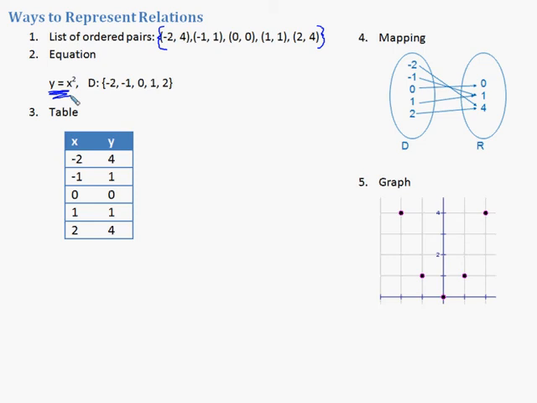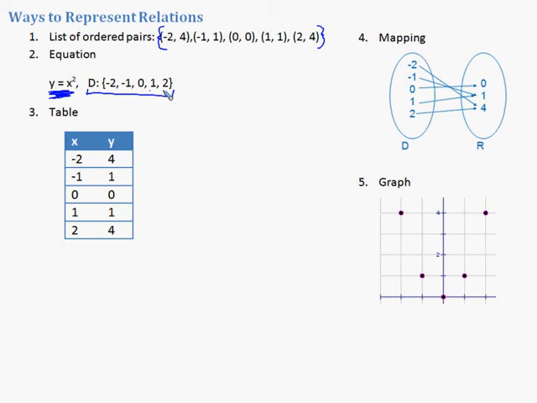And I mentioned before we could use an equation. Now, if you have an equation and the domain is listed, that relation only has those values in it. So here we see that y equals x squared, and we would only have negative 2, negative 1, 0, 1, and 2 as our domain.